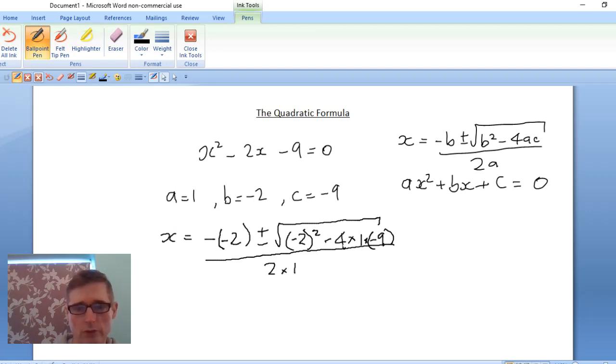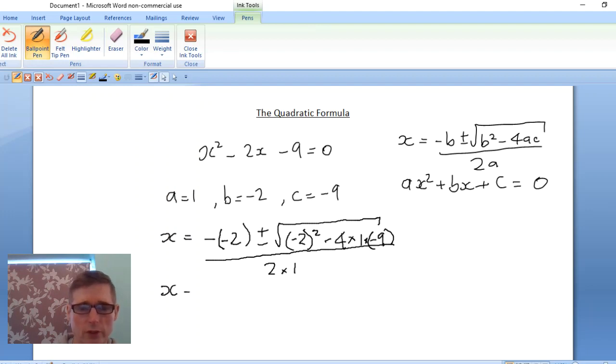So each one of these numbers that we've got here have come from the value that we've got assigned to each one of the letters. A equals 1, b equals negative 2, c equals negative 9. And then it's just a case of trying to simplify this expression. So we're just number crunching, really.